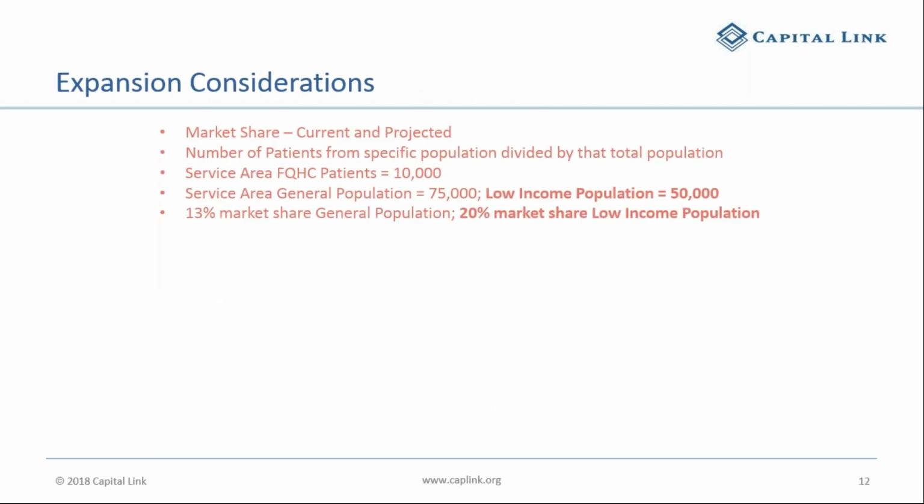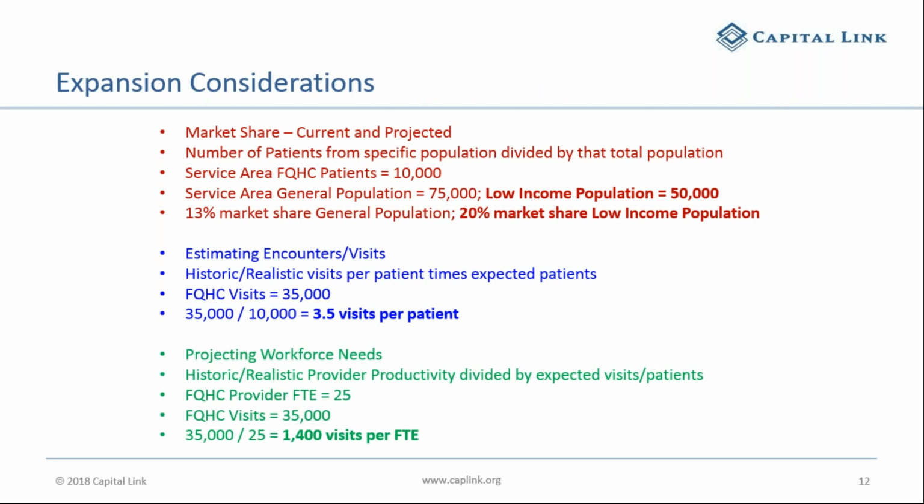So I'm going to run through a little scenario here. You see some of the highlighted text here, the low income population of 50,000, 20% market share is what this health center has of that low income population. You can calculate the visits per patient at 3.5 by taking the FQHC visits and dividing it by the service area FQHC patients. And then further down, you'll see the 1,400 visits per FTE. That calculation comes from the number of provider FTEs and taking that 35,000 in visits and making those divisible.